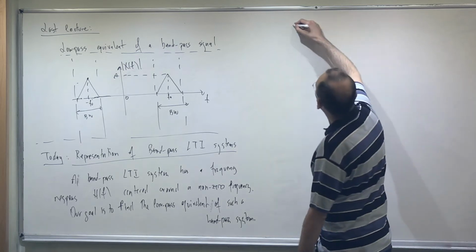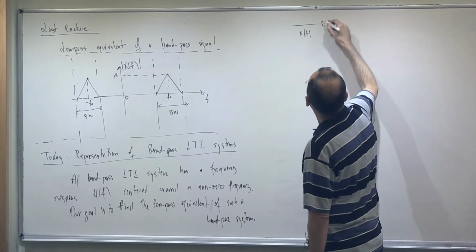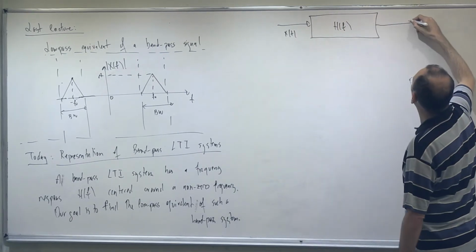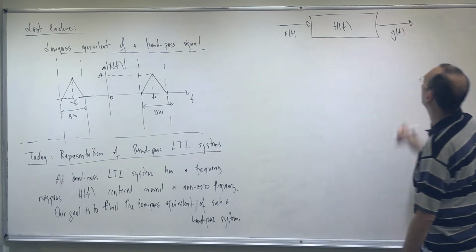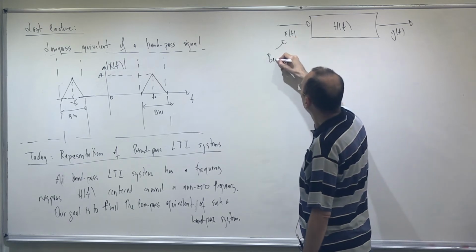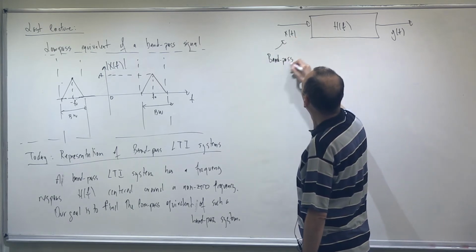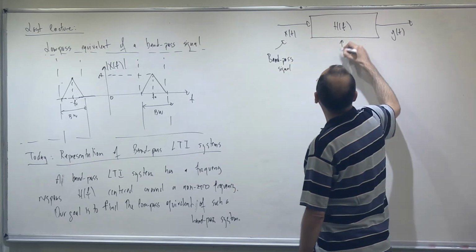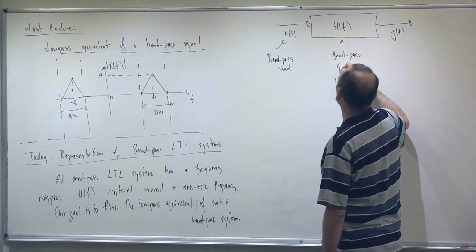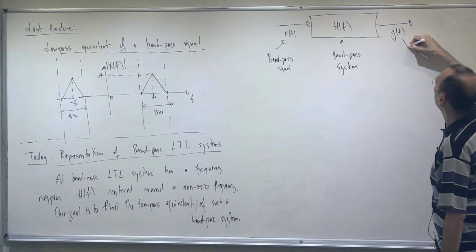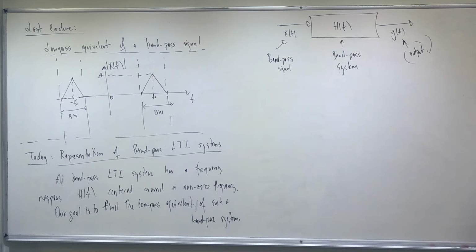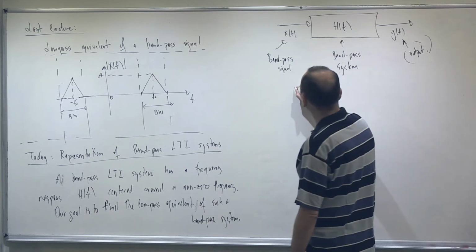So let's remember, if I have x of t, and if this is H of f, then this is y of t. Okay. So clearly I'm interested in bandpass signals and I know how to represent this bandpass signal. So this is a bandpass system or LTI filter, and this is the output right now. Okay. This is the output. So how can I deal with this? So let me have some sketches.